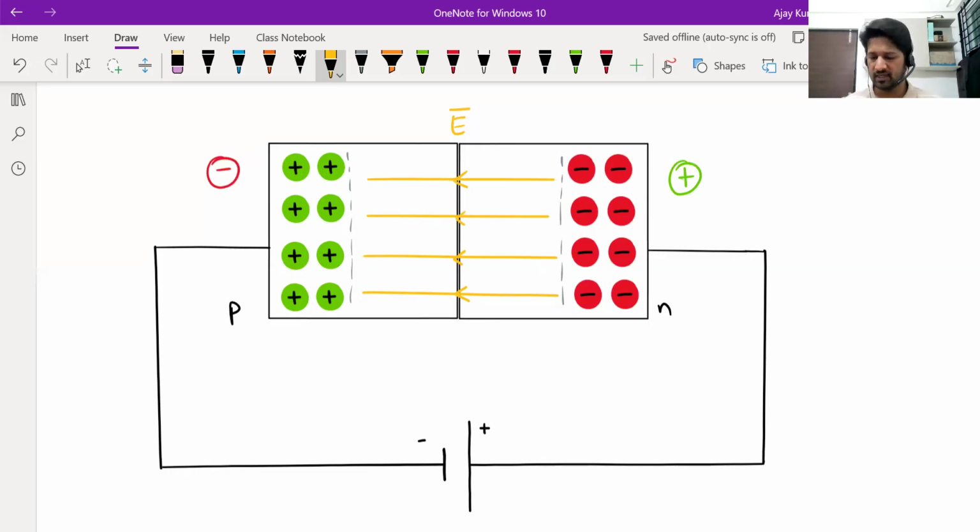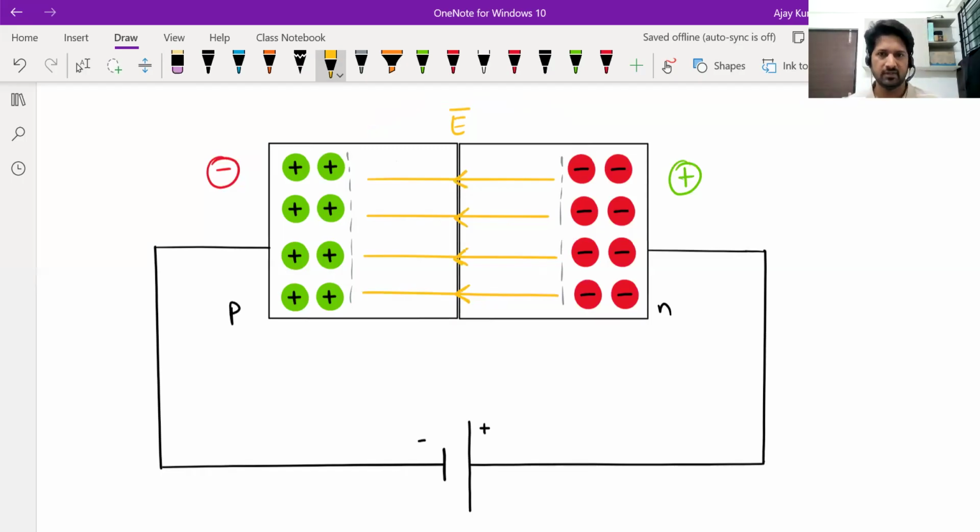So if the potential barrier is increased, or if this electric field is made stronger, what you will effectively be doing is making it very difficult for electrons to go from N to P. Means you will be opposing the diffusion process. But by making this field stronger, what you will be favoring is the drift process.